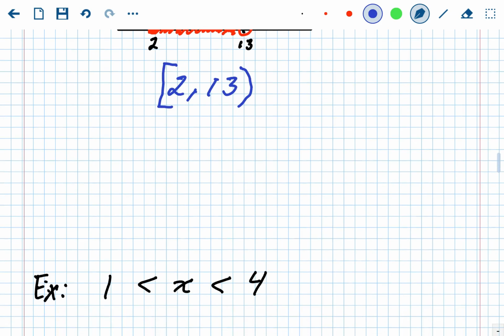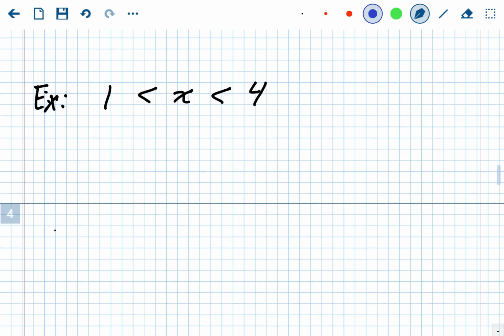So let's do another one. 1 is less than x, which is less than 4. So, another compact inequality. If we were graphing this on our number line, we would need a 1 and we would need a 4. I'll just space it out. They would both have an open circle because there's no or equal to's. So that means 1 is not included and 4 is not included. You would shade in between. And that's the graph.